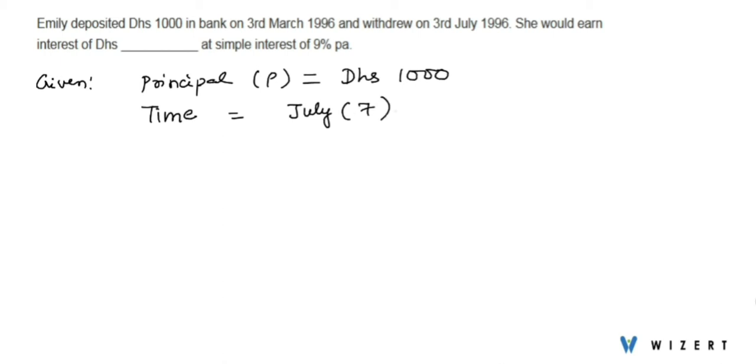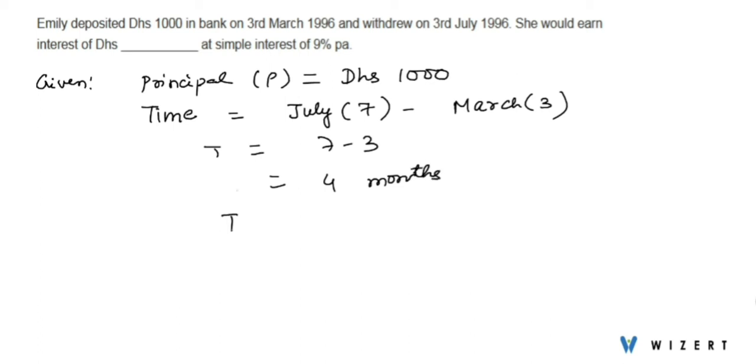July is the 7th month and she deposited in March. March is the 3rd month. So 7 minus 3 is equal to 4 months. Let us convert this month into year. We know that 1 year has 12 months, so 4 divided by 12 year. So time will be equal to 1 by 3 year.